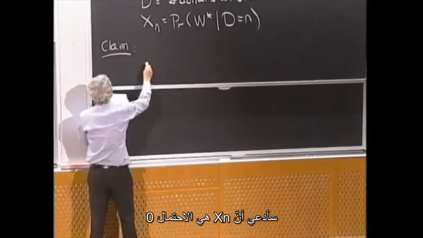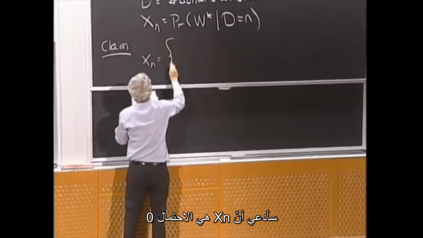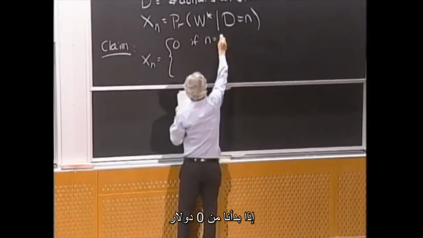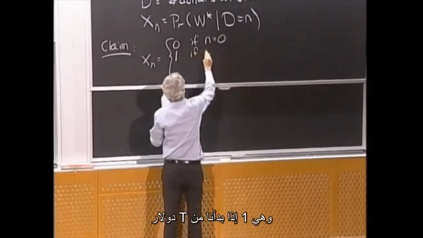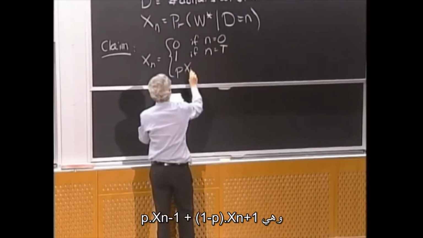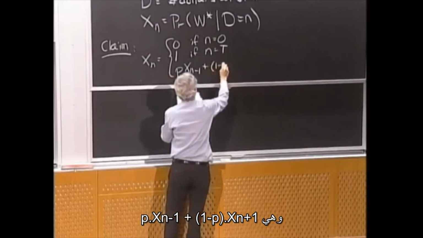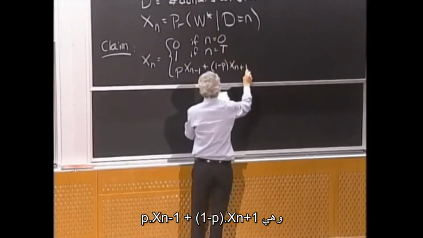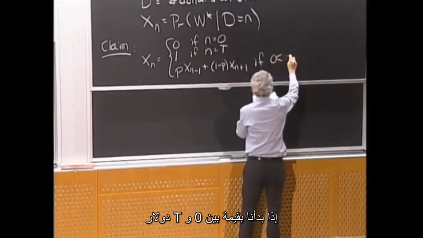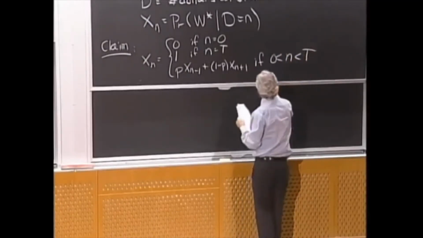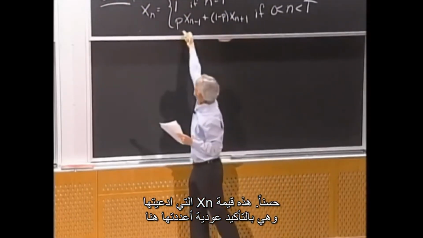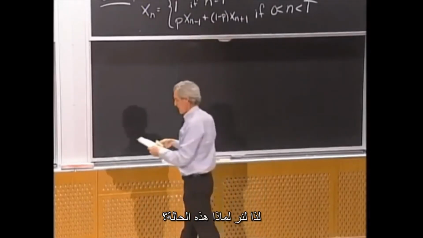So I claim that xn is 0 probability if we start with $0. It's 1 if we start with $t. And it's p times xn minus 1 plus 1 minus p times xn plus 1 if we start with between 0 and $t. All right, so that's what I claim xn is, and it's, of course, a recursion that I've set up here. So let's see why that's the case.